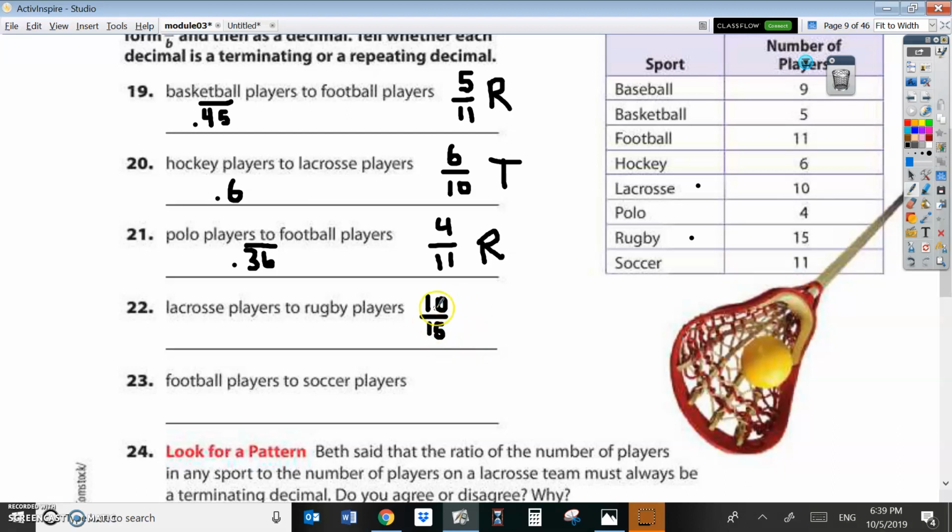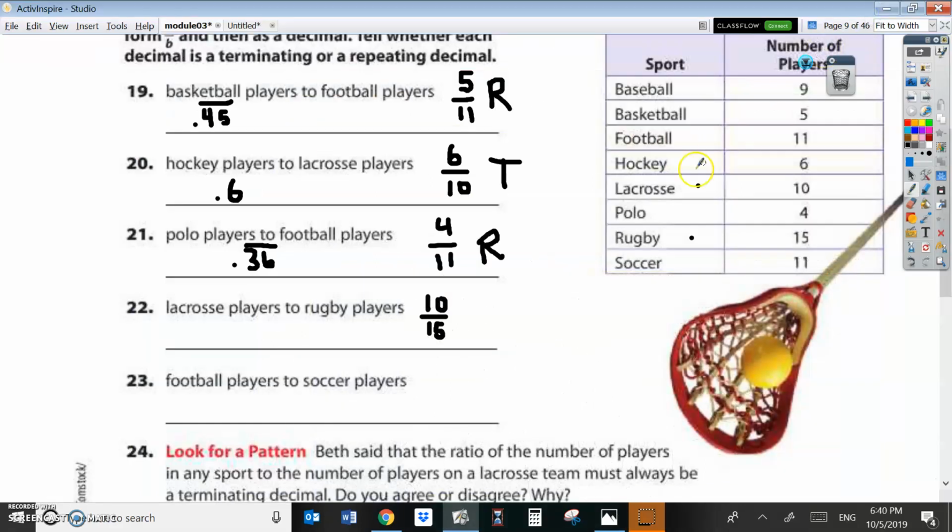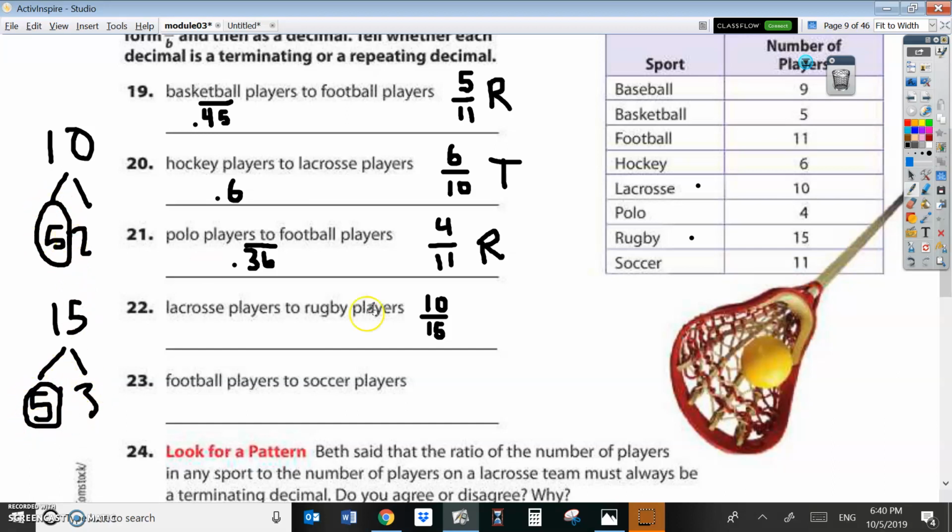Now when you think about this, remember that sometimes you can reduce the fraction first by dividing by the greatest common factor. 10 and 15 both have 5 in them as a factor. 10 has 5 and 2, and 15 has 5 and 3. Since they both have 5, you're going to want to divide them both by 5. After you divide them both by 5, you get 2/3.